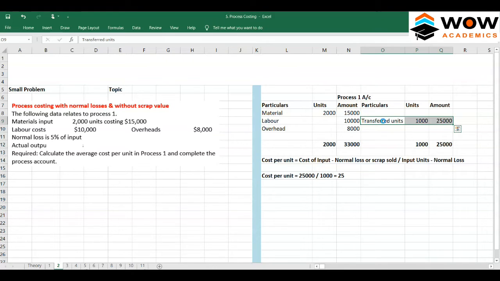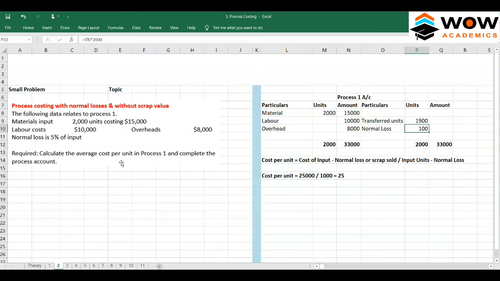This is going to be transfer units, but he says that there is a normal loss. Normal loss units, he says it's going to be 5% of the input. Input is 2,000 units, so 100 units should be the normal loss. They have not given what the transfer units are, so the transferred units we can assume to be the balance. So the balance is 1,900 units. Both this 1,900 and this 100 have to be valued.